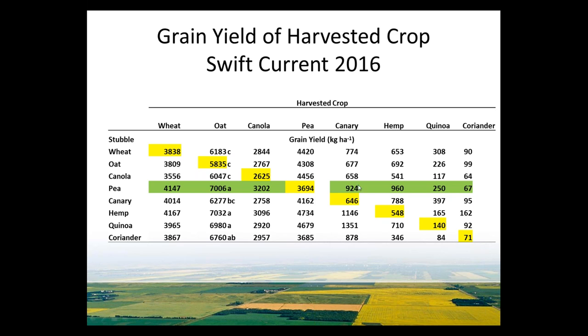But if we look at the canary seed, we wouldn't expect to see a benefit. The hemp is picking up that N response, and I would probably be fairly confident in saying that that's an N benefit there in the hemp. And then the quinoa yields and coriander yields were very low, so it's hard to be specific there.